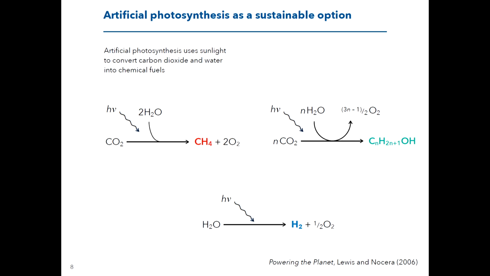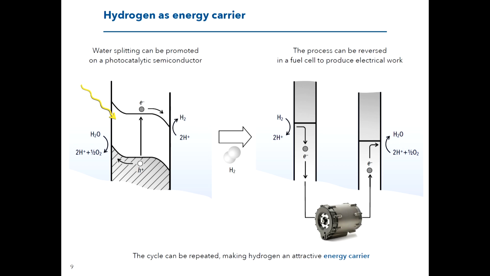But perhaps the most interesting fuel, from the point of view of its relative simplicity and its energy content, is hydrogen, which can be produced by the water splitting reaction. This is a reaction that can be promoted in different ways. For example, you can promote it at the surface of a photocatalytic semiconductor, and this photocatalytic semiconductor needs to fulfill different requirements. The first one is that it needs to be compatible with the solar spectrum, so it needs to absorb solar photons to generate a pair of electron and hole.